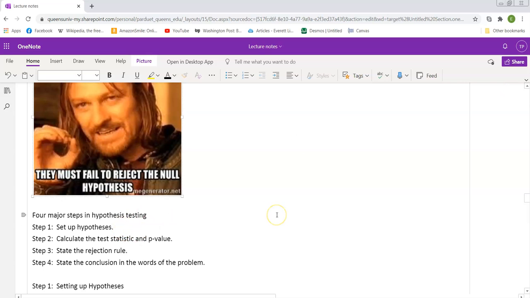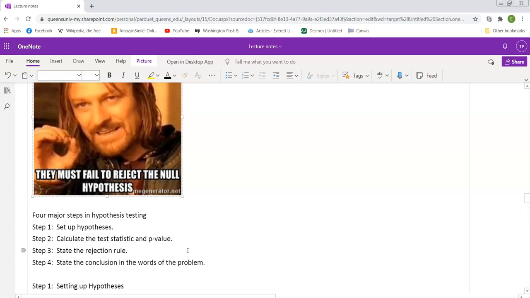So we've seen a little bit of that already. We'll get lots of practice with it. The next step is to calculate the test statistic and the p-value. And I know you don't know what those are yet, but you will. Those are essentially the evidence in your trial.